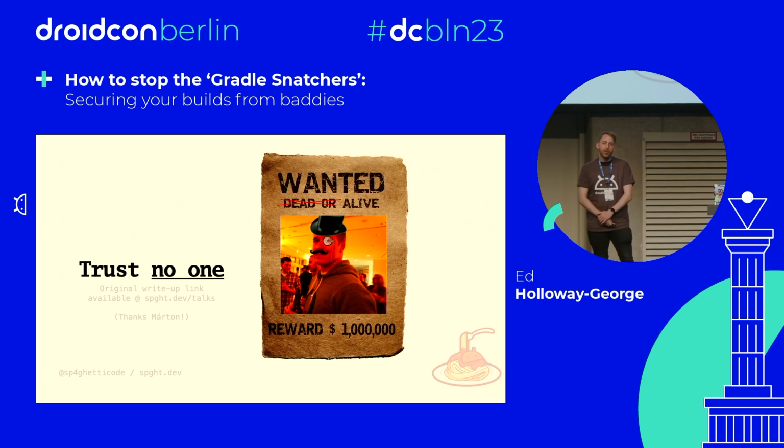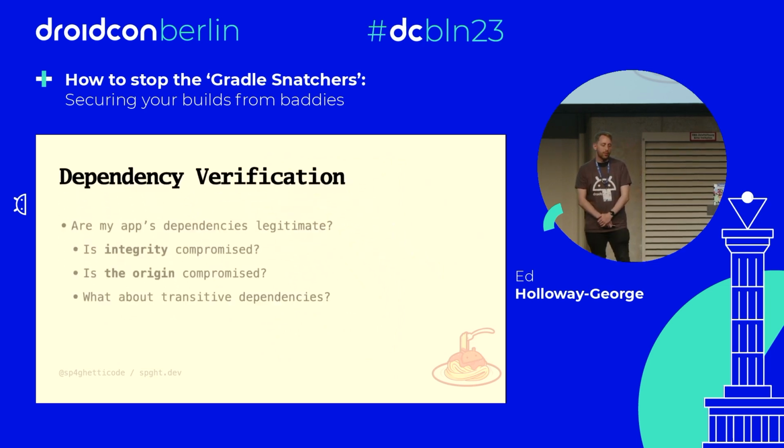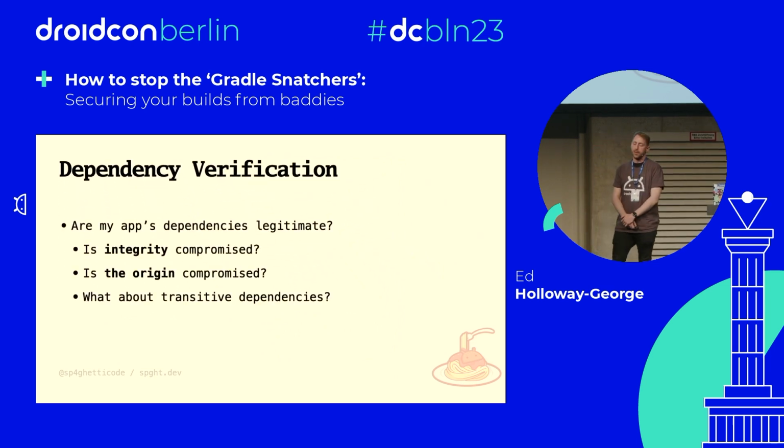But yeah, you want to make sure that there is trust when it comes to dependencies. So how do we do that, especially in Gradle? So let's look at dependency verification and the kind of questions we need to be asking. The first question is, are my app's dependencies legitimate? And we can figure that out in two ways. The first way is checking whether the integrity is compromised. So what I mean by that is making sure that the code you're expecting is the code that is returned to you. And then also that the origin is not compromised.